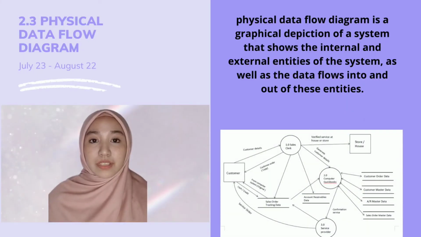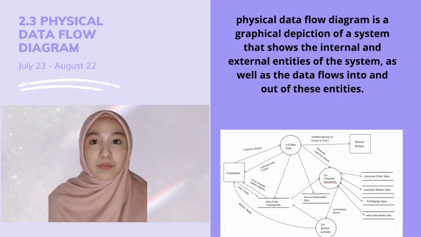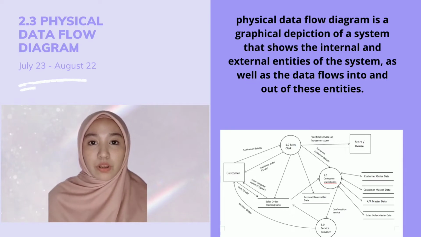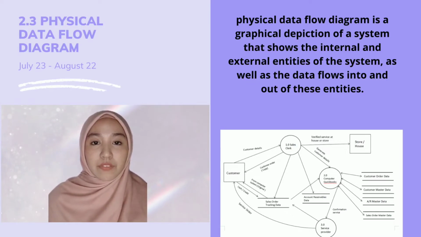Second one is the physical data flow diagram. It's a graphical depiction of the system that shows the internal and external entities of the system as well as the data flows into and out of these entities. A physical DFD specifies where, how, and by whom the processes of the system are carried out. A physical DFD does not provide information about what is being accomplished.